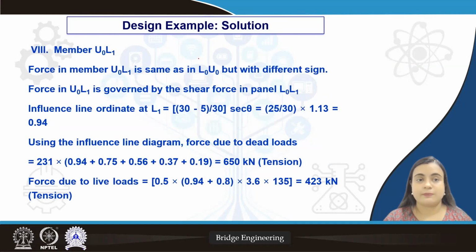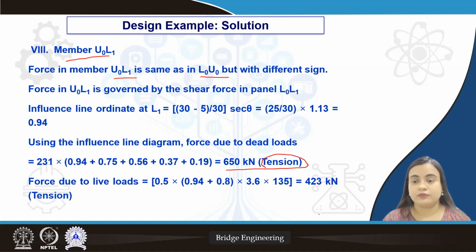Next member is member U0 L1. Force in member U0 L1 is same as in L0 U0 but with different sign. So that is why the calculation steps will be entirely same and the type of the force will be different. So the dead load induced force in member U0 L1 will be 650 kilonewton in tension, and force due to live load will be 423 kilonewton but in tension.